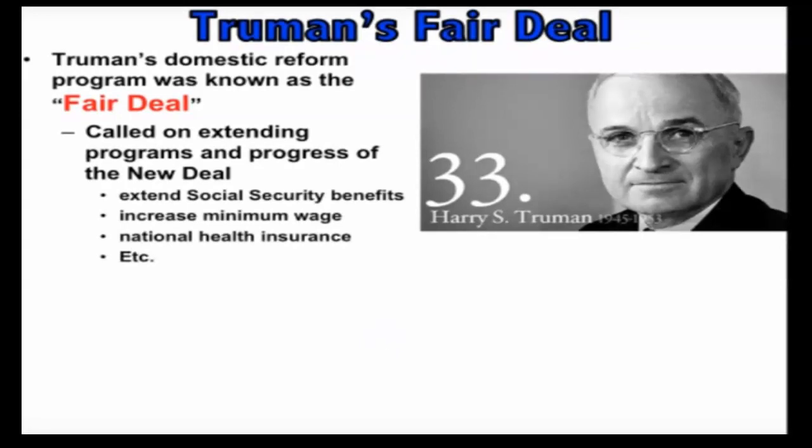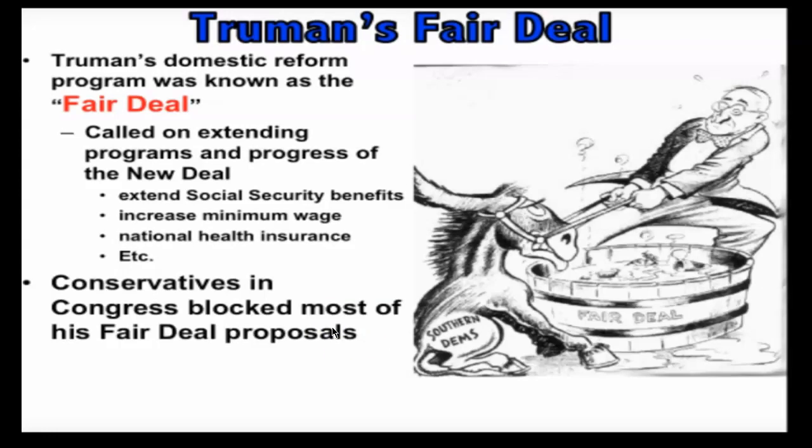He wanted to extend Social Security benefits. He wanted to increase the minimum wage. And like I said earlier, he wanted to and did propose the idea of national health insurance. This was kind of the first of its kind. Some of these things did get passed, some of them did not. So in some ways, it was much like the New Deal. Your book goes into further detail on what the Fair Deal also encompassed.